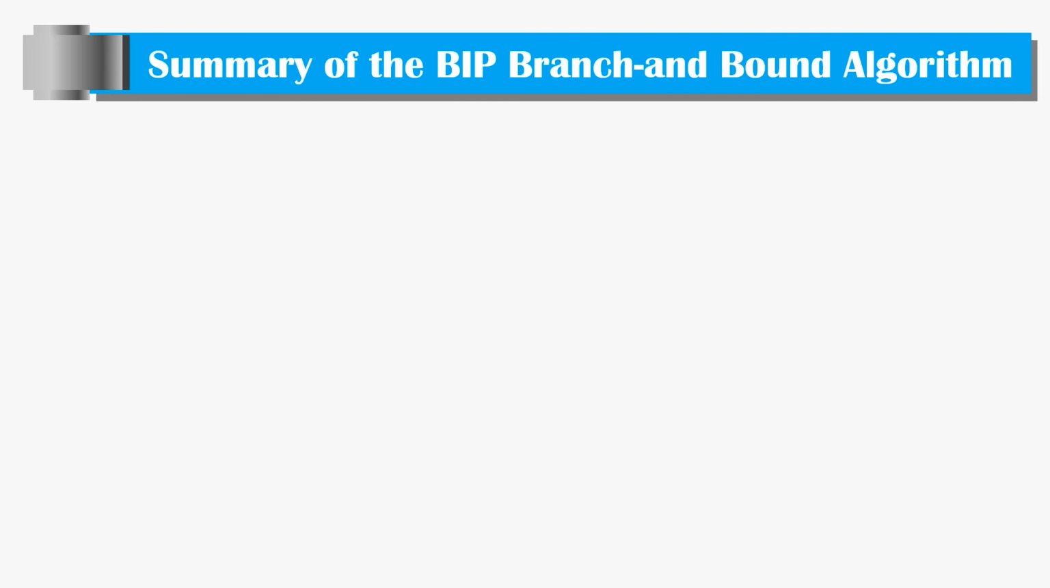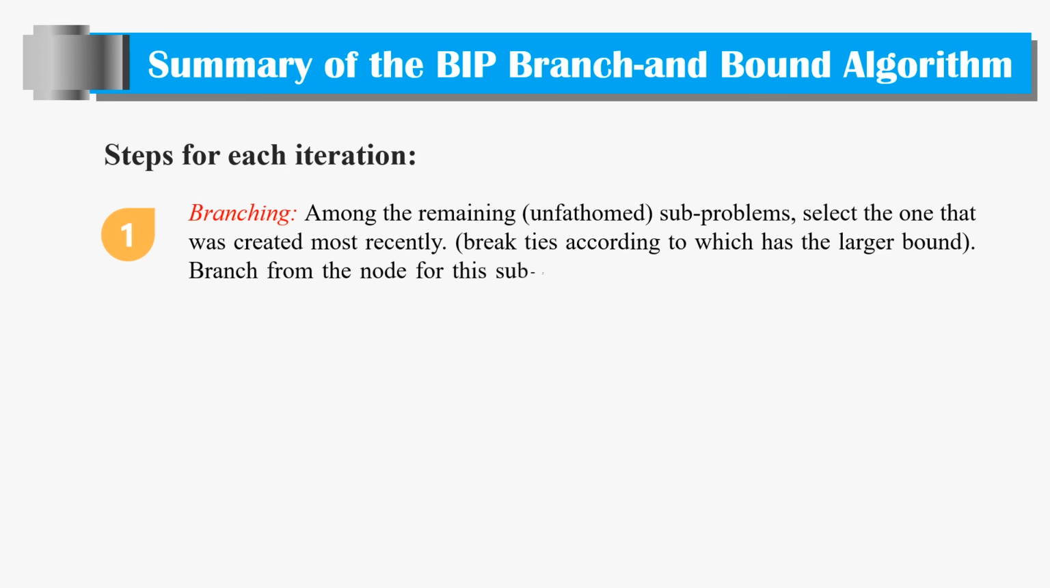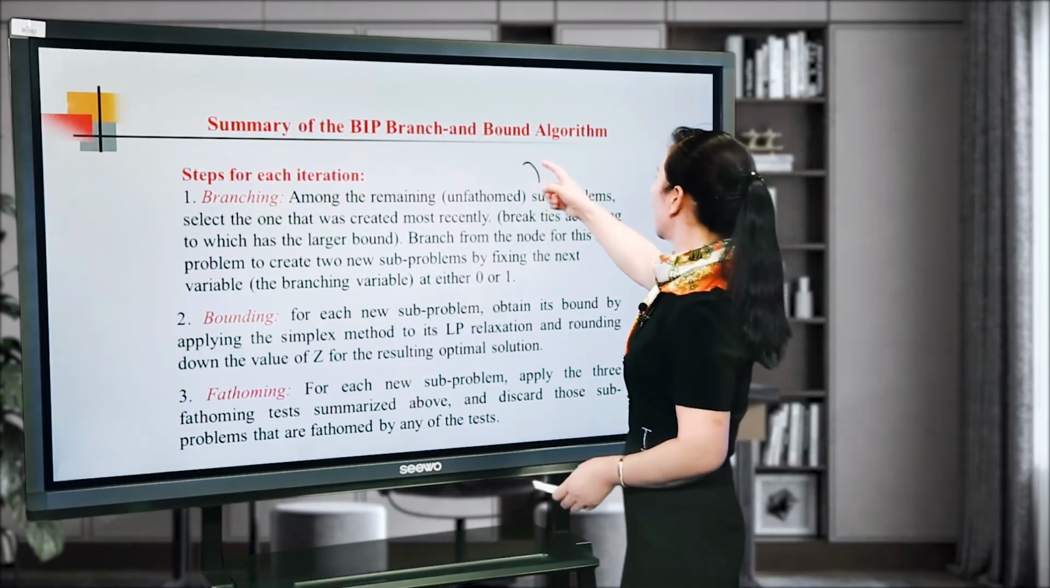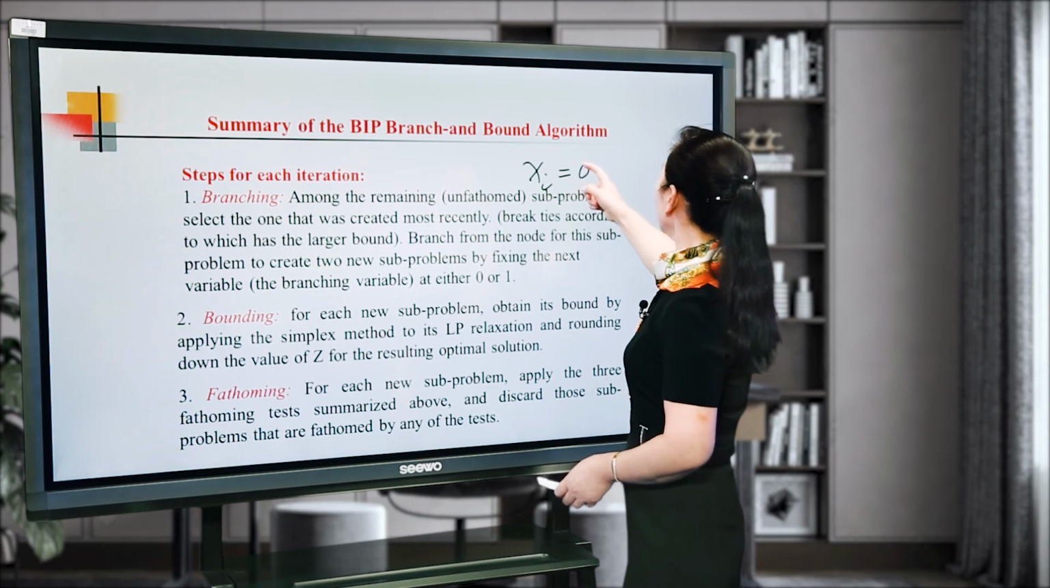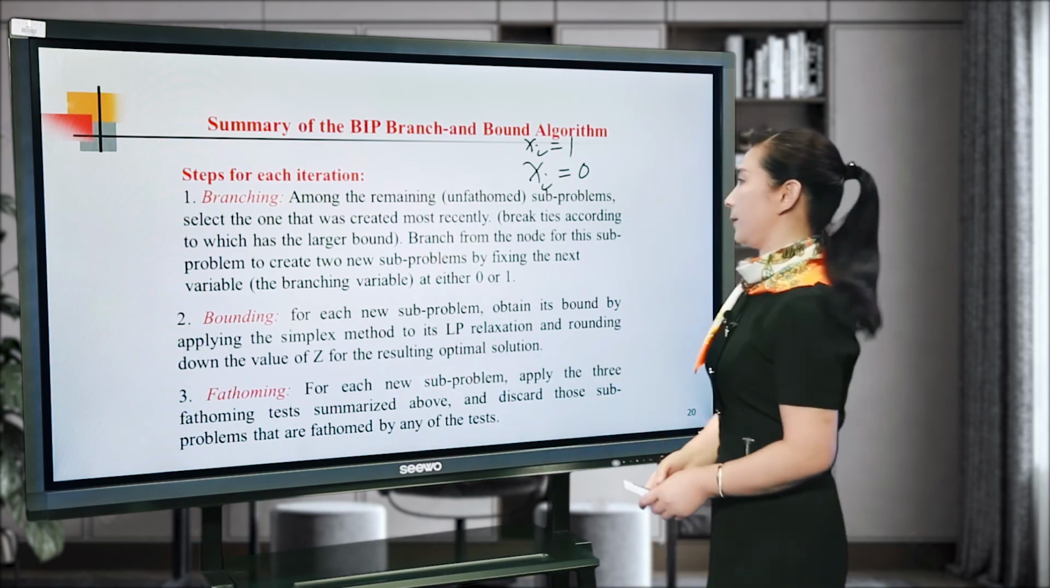So, summary of the BIP solution by branch and bound algorithm, steps for each iteration. Branching: among the remaining subproblems, select one that was created most recently. Branch from the node for this subproblem to create two new subproblems by fixing the next variable at either 0 or 1. That is, we choose xi equal to 0 or xi equal to 1 for two subproblems.